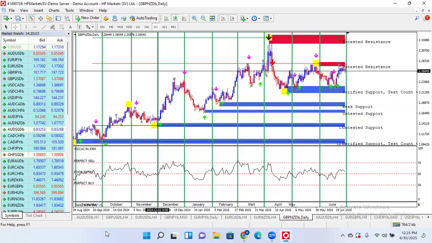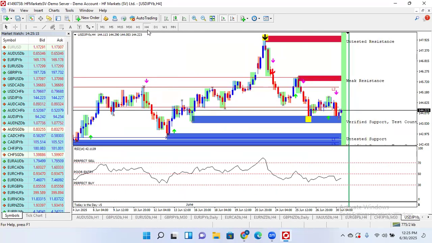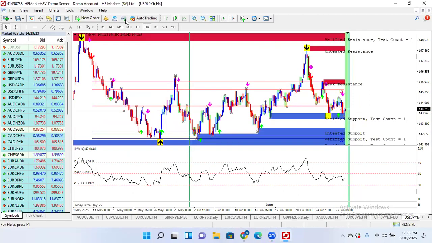Okay, GBP card. Okay, let's do USDJPY. It's simple. It's a buy market now. Let's do it. See it here. How do I know it's a buy market? Simple. Market structure.